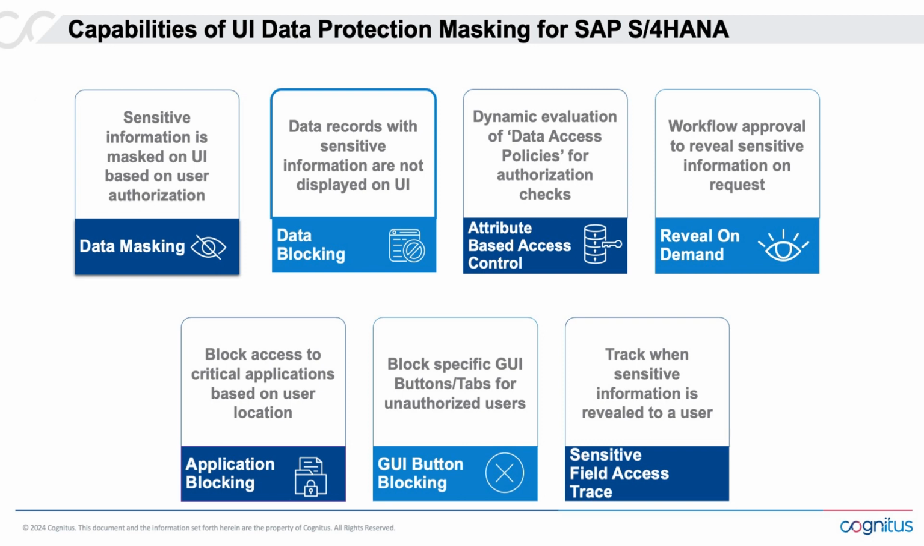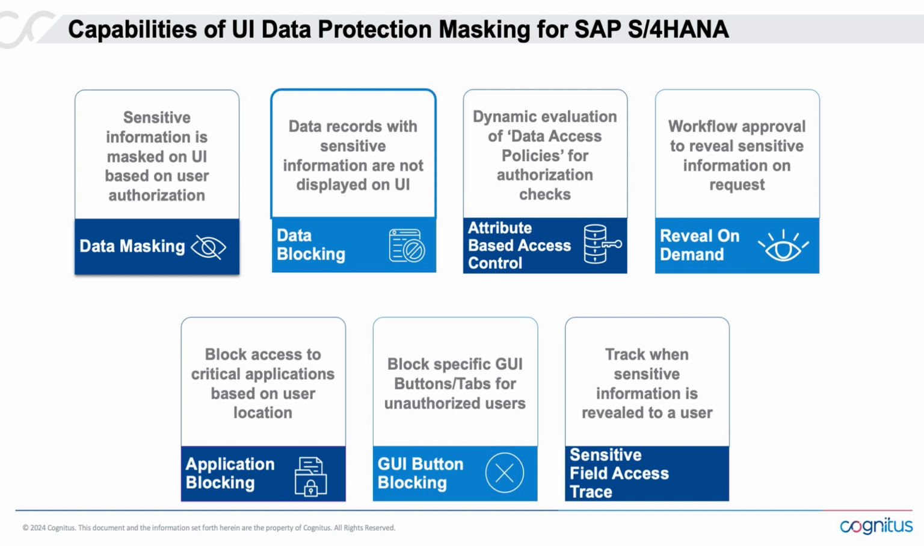Then we have attribute-based access control, which is the core feature that differentiates the solution from traditional SAP authorizations. So what it means is that at runtime, the solution can dynamically decide whether the user is authorized to see the information or not. And this is based on the context in which the information is requested by the user.